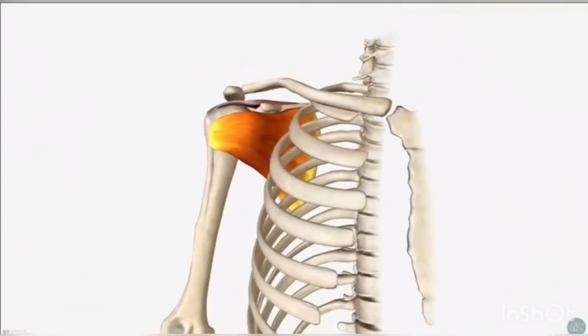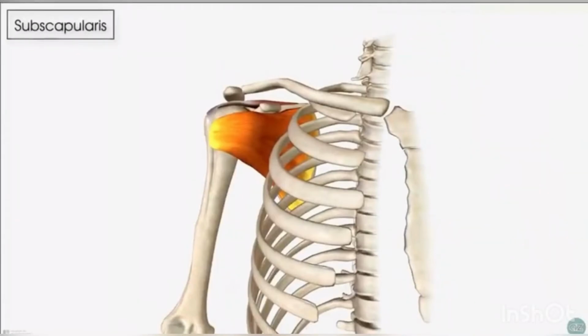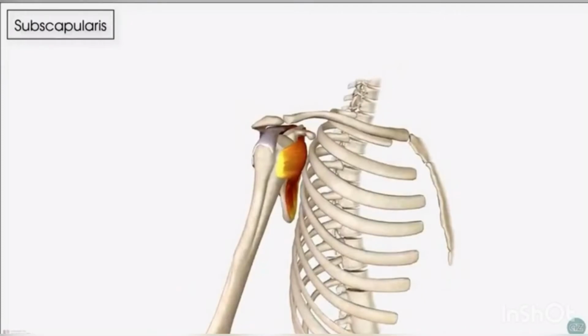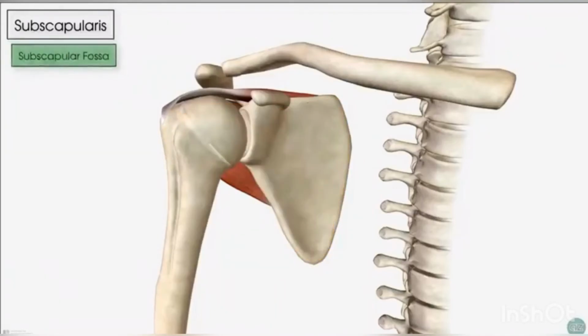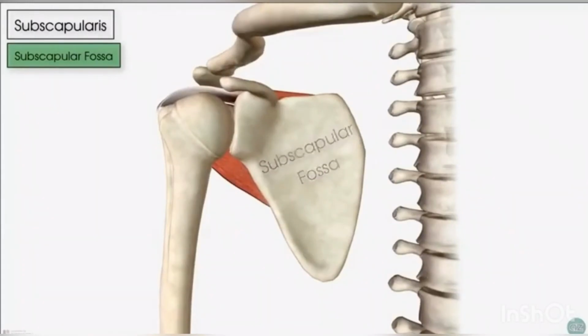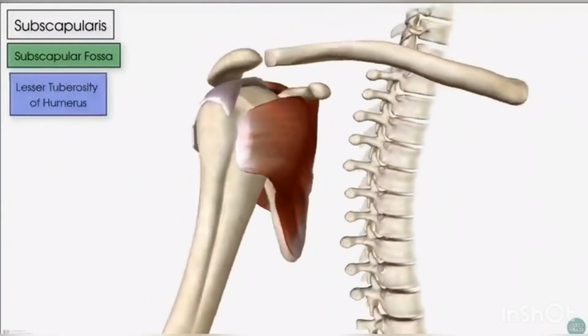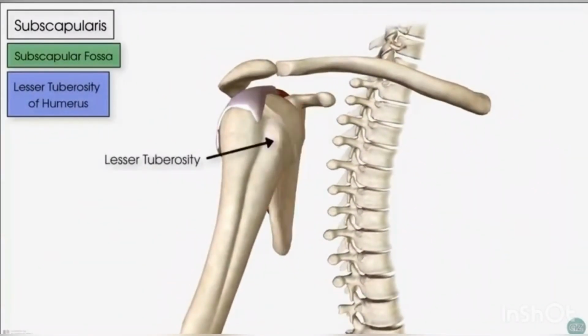The final muscle to talk about is the Subscapularis. The Subscapularis muscle sits on the anterior surface of the scapula. If we now remove the rib cage, we can take a closer look at this muscle. The Subscapularis originates in the subscapular fossa, which is this depression occupying almost all of the anterior part of the scapula. The Subscapularis muscle inserts onto the lesser tuberosity of the humerus, which you can see here.